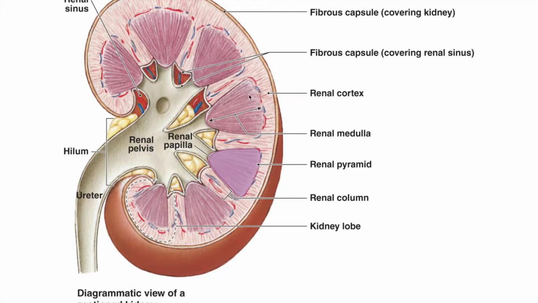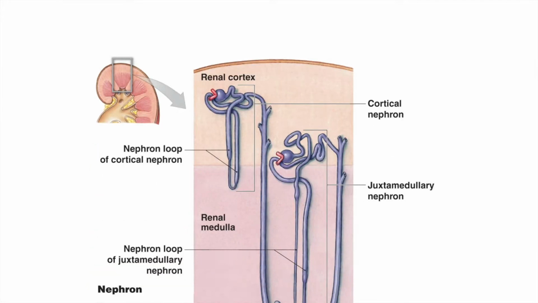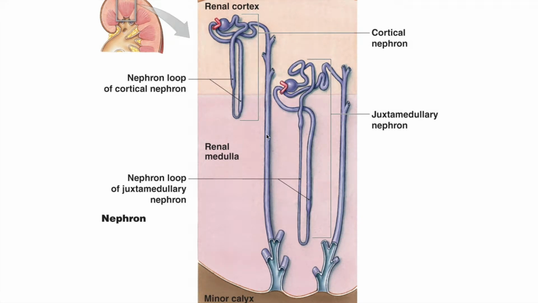And inside these renal pyramids is where the urine is actually formed, and then it will drain into these papilla and then finally into the ureter, which will take it down to the bladder. And so here's a close-up on that pyramid, and we can see some cortical nephrons, which are mainly in the cortex, and some juxtamedullary nephrons, which are found more in the medulla of the kidney.